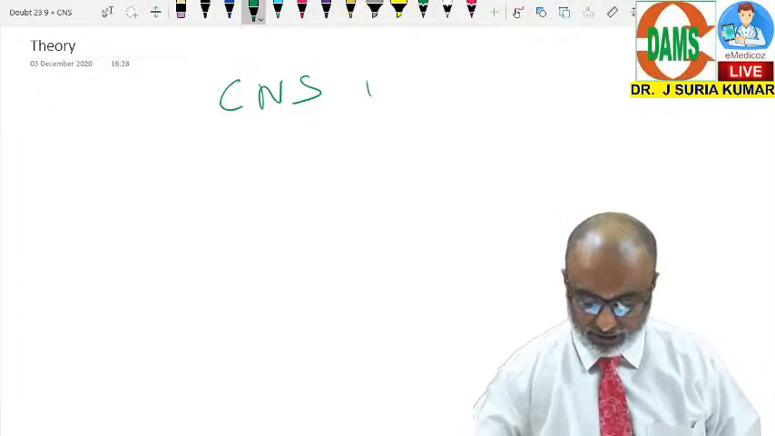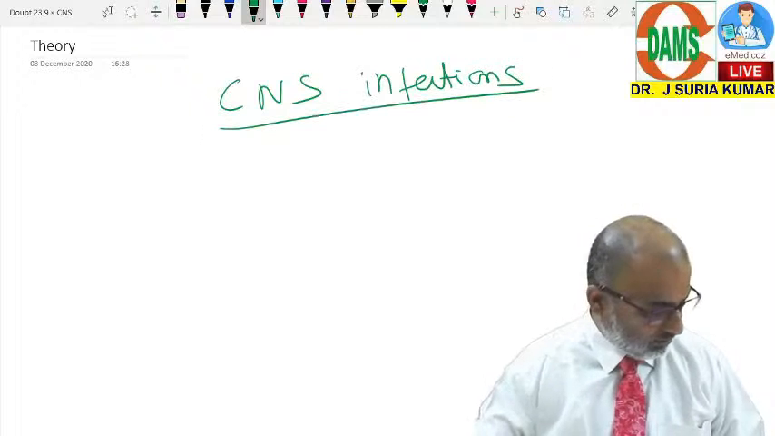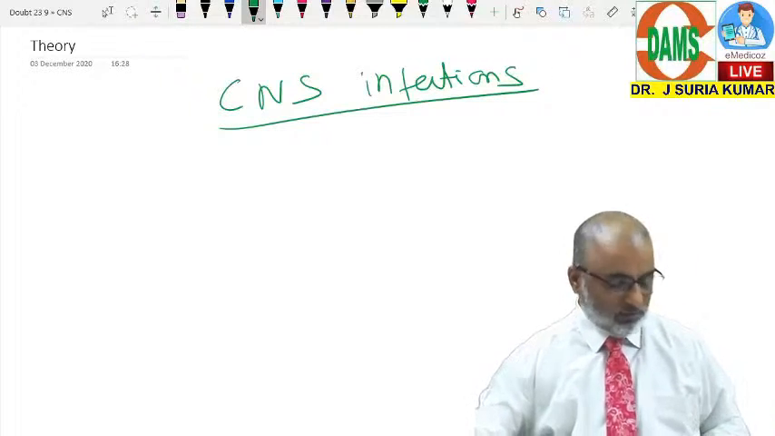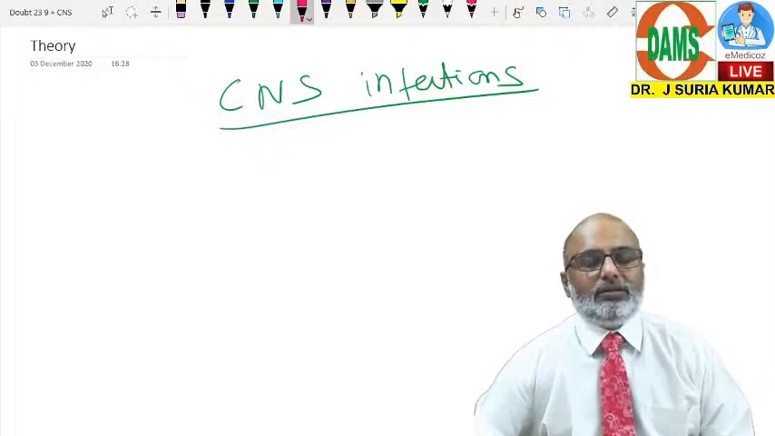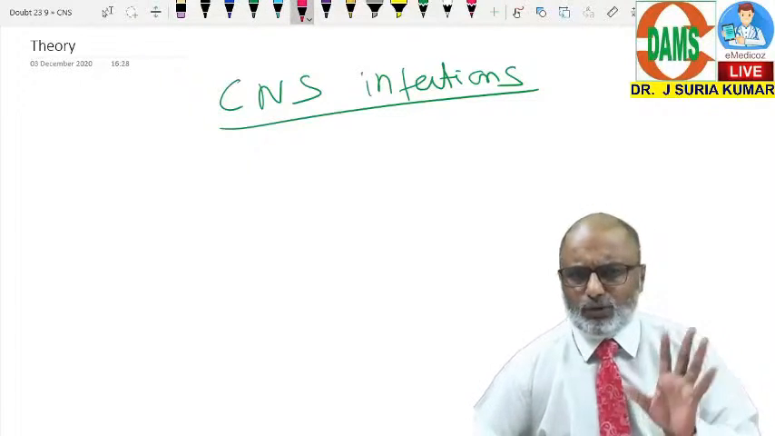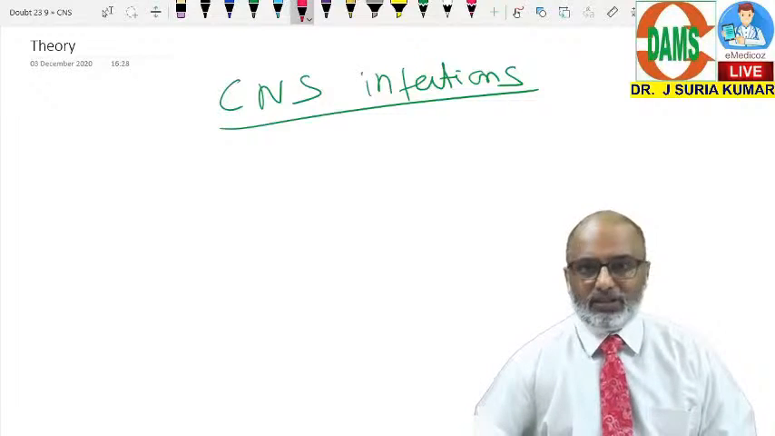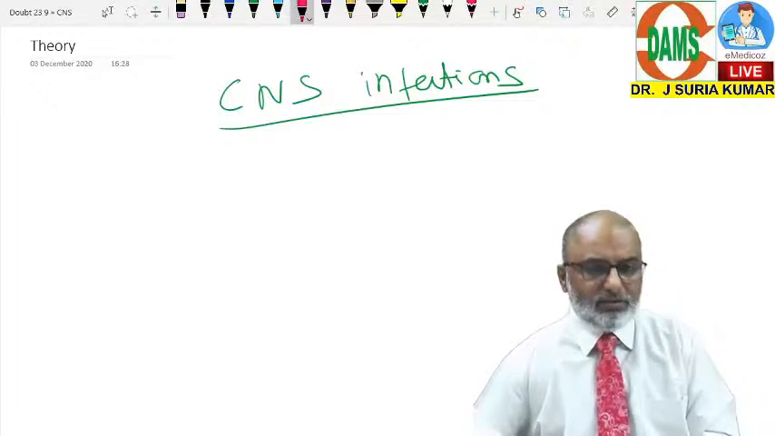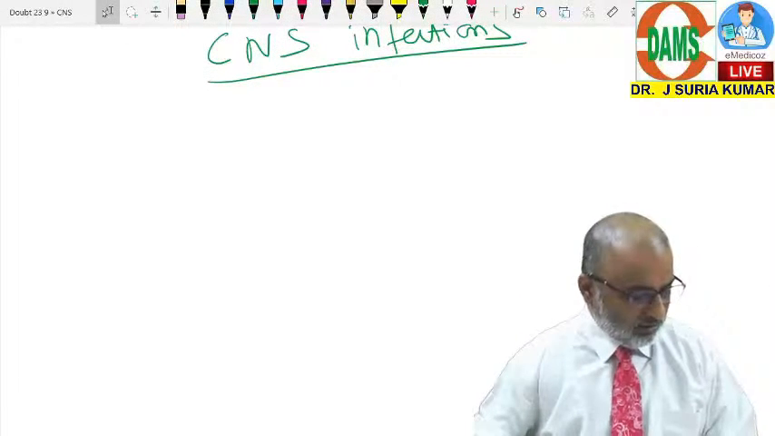Central nervous system infections. So mainly, just as an overview, central nervous system infections we are classifying based on two ways. Many classifications are there.